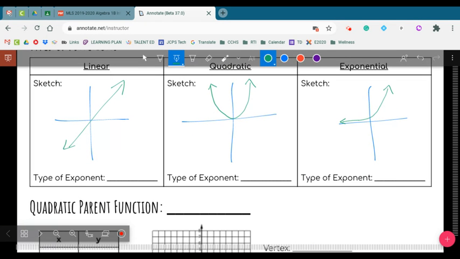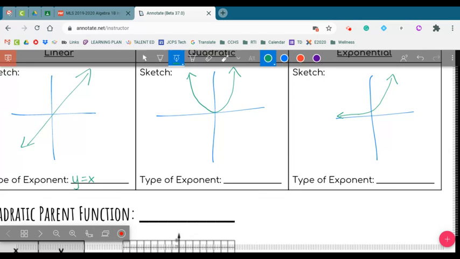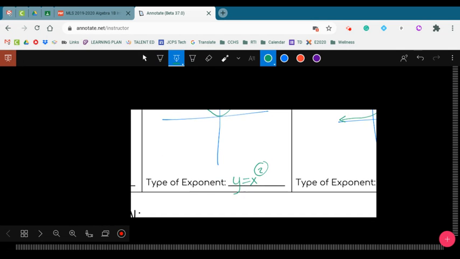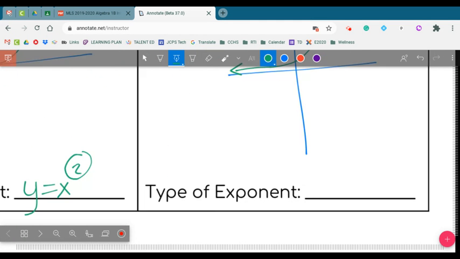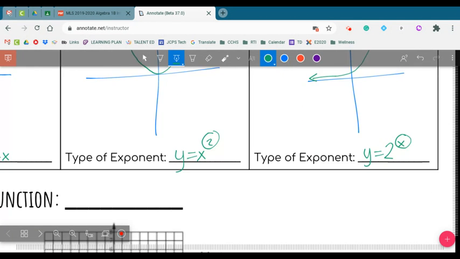So our exponent, if you remember linear, our parent function is y equals x. So our exponent is 1. For quadratic, our parent function is y equals x squared. So 2 is that exponent. And on exponential, our parent function is y equals 2 to the x. So our x is our exponent.